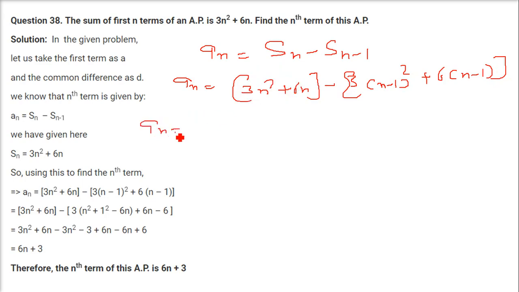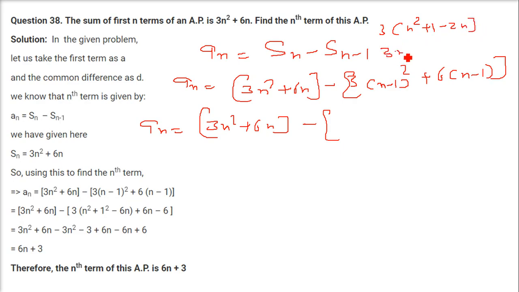That is, an will be equal to 3n square plus 6n, minus, and this we are going to get, I am writing here, 3 into n minus 1 whole square, which is n square plus 1 minus 2n. So you get 3n square plus 3 minus 6n, and then plus 6n minus 6. Now let me open it.